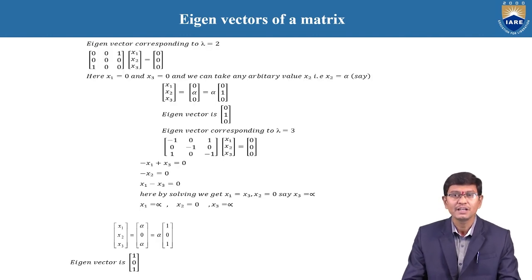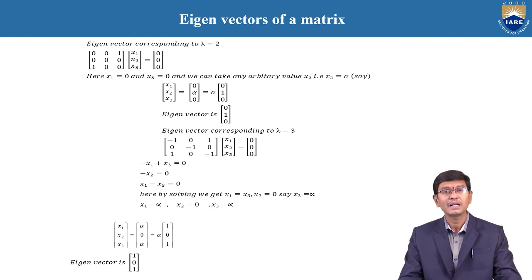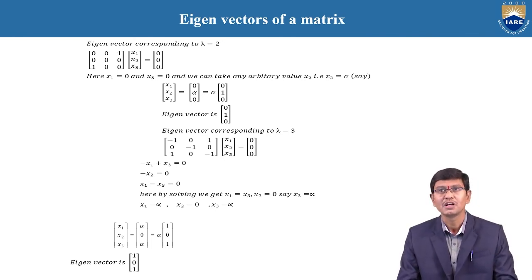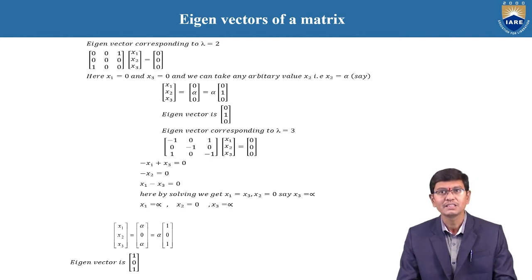And similarly, we need to find the corresponding eigenvector for lambda is equal to 2. What is the eigenvector? Similarly, here also with the help of the characteristic matrix, that is A minus lambda I into x is equal to 0, by using this process, we clearly obtain that the eigenvector is 0, 1, 0. And similarly, we need to find the third eigenvector corresponding to lambda is equal to 3. Therefore, here also by using the characteristic equation and solving it, we obtain that the eigenvector is 1, 0, 1.